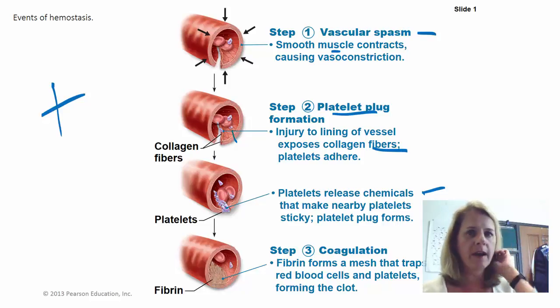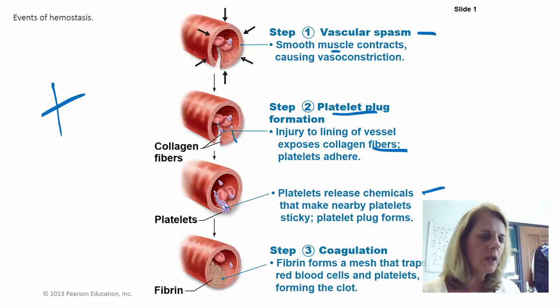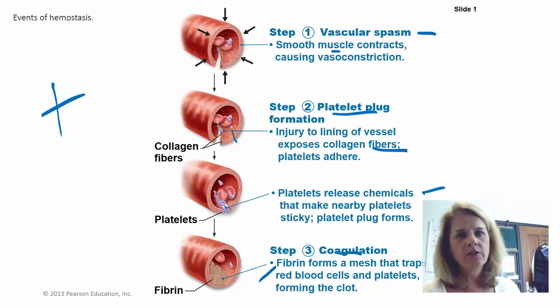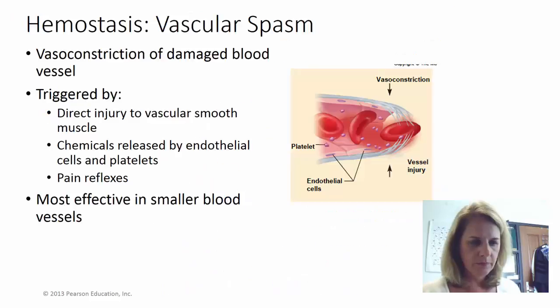Remember, negative feedback is when you shut off the original stimulus. Positive feedback is when you cause the original stimulus to become more active. So the platelets cause more platelets to come, and those platelets cause more platelets to come. Once you get those platelets there, you have what's called coagulation, and you get a fibrin mesh that makes a net over the platelets, holds them in place, and forms the actual clot.